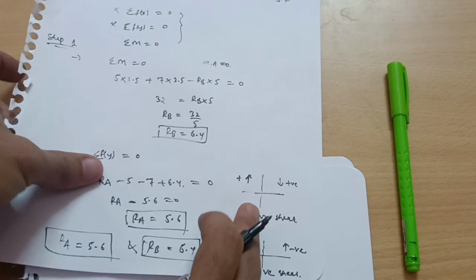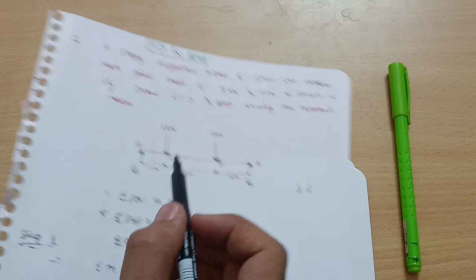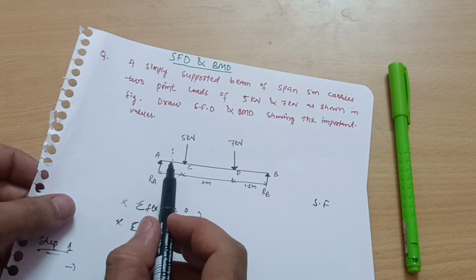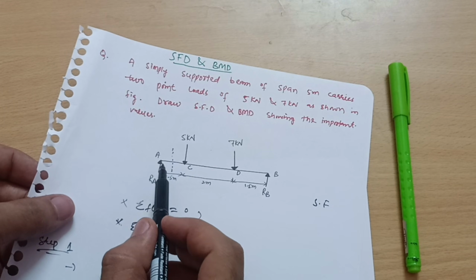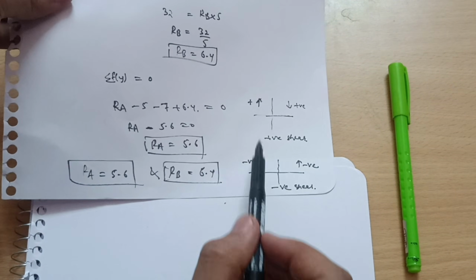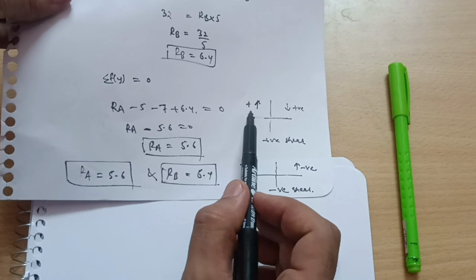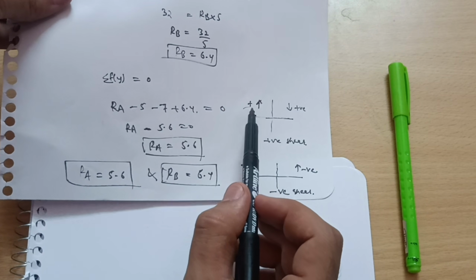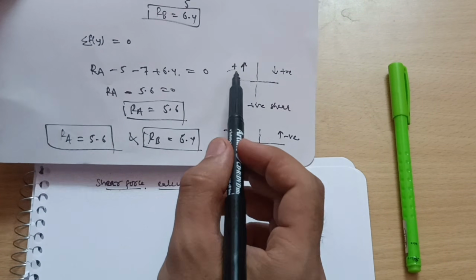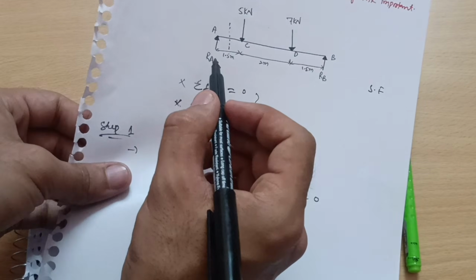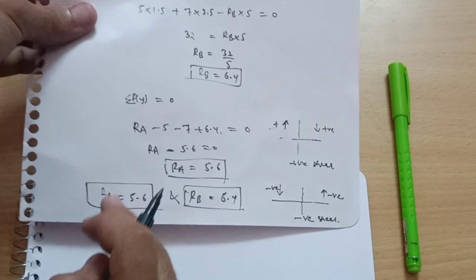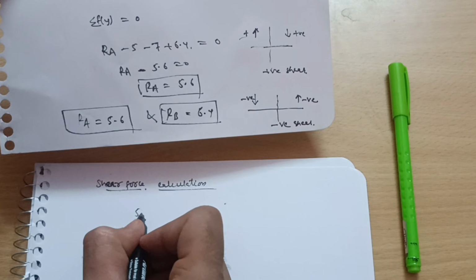Now on this beam, just check here, I have taken this section. On the left hand side, the force is acting upwards. See here, force is acting upwards, that means you have to take that as positive if it is on the left hand of the section, so positive I have to take. So what is the value? Ra we have calculated here, that is 5.6.